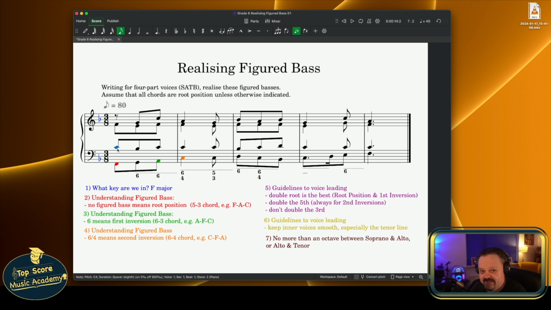So maybe having the fifth in the tenor line would be good. So it's moving down to B flat in the next chord, so that's nice and smooth. And of course, the best place for the A would probably be the soprano line.